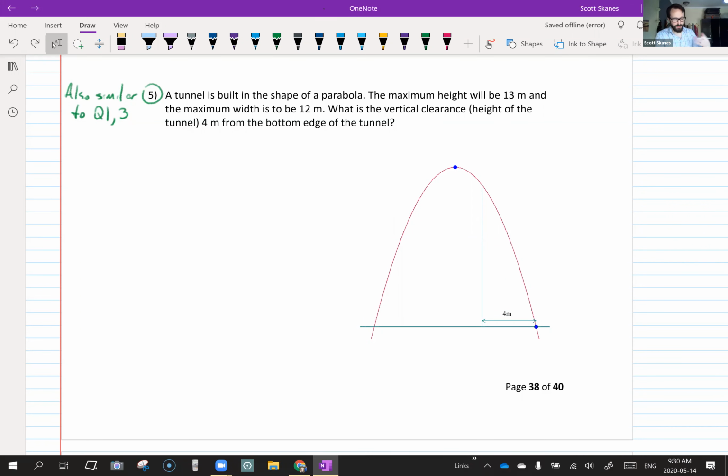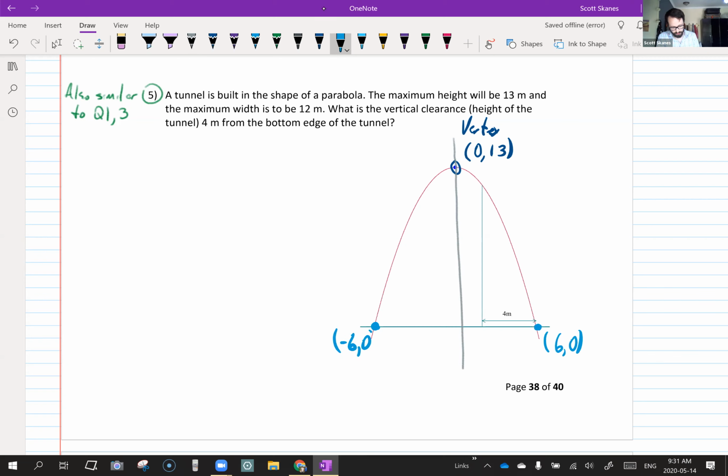So we have a tunnel built in the shape of a parabola. The maximum height will be 13 meters. So this here at the top is at (0, 13). That's our vertex. And the maximum width is to be 12. That means that the points on either side are half of that each. So let's just be very clear. I'm going to draw down through the center. And on either side is 12 divided by 2. So (6, 0) and (-6, 0). And that should hopefully make sense why this could be a 4-meter distance here.